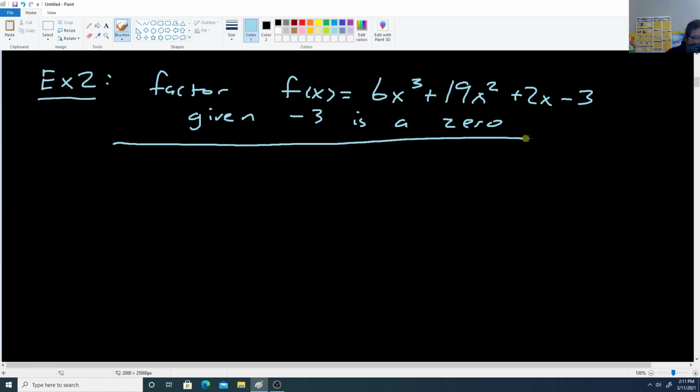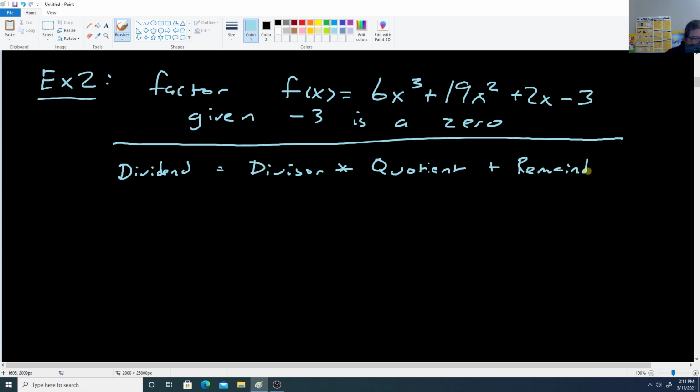So this is where we're going to use that second form of the division algorithm. We're going to use dividend equals divisor times quotient plus remainder. So we're going to use this form of the division algorithm to help us factor.